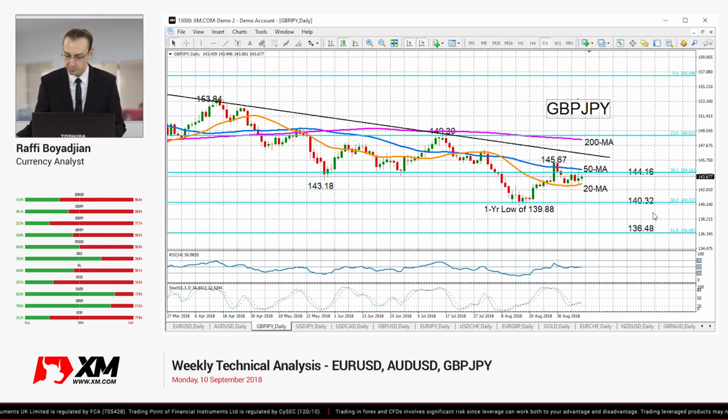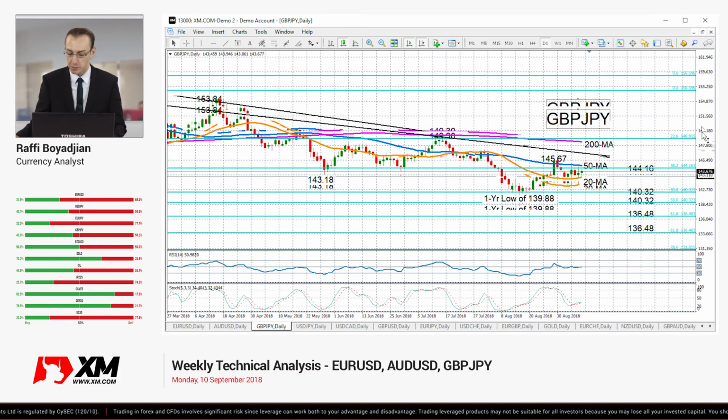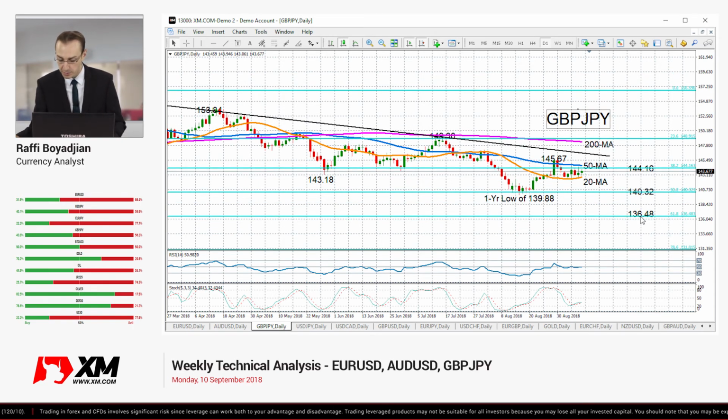That's near the 50% Fibonacci at 140.32. A breach of the 50% Fibonacci would shift the focus back to the downside, and then we could see the next support coming from the 61.8% Fibonacci at 136.48.